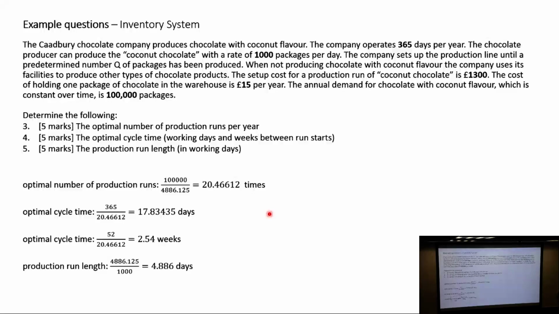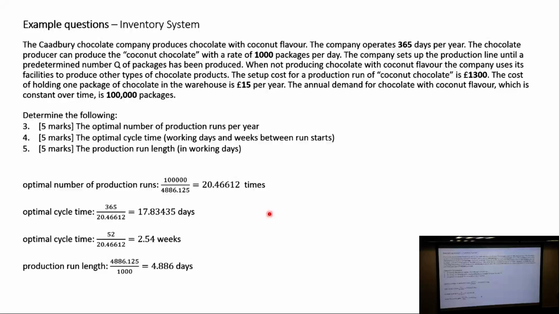So the production run time is based on the Q and your daily production. The daily production is 1,000 packages per day. And one Q is more than 4,000, so it's pretty easy to find out how many days you can run the production line.